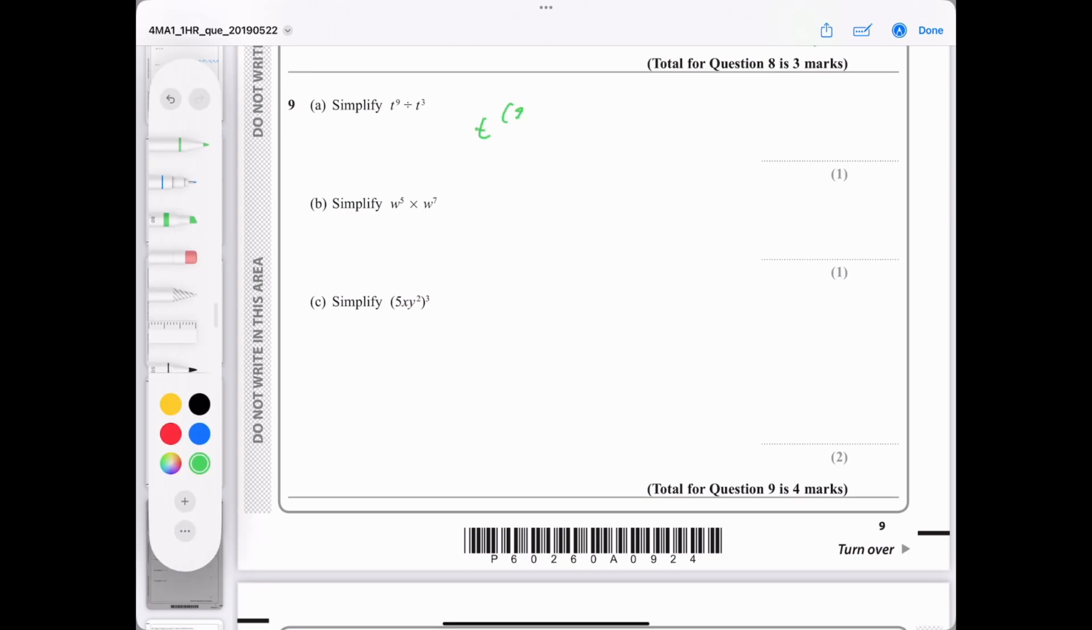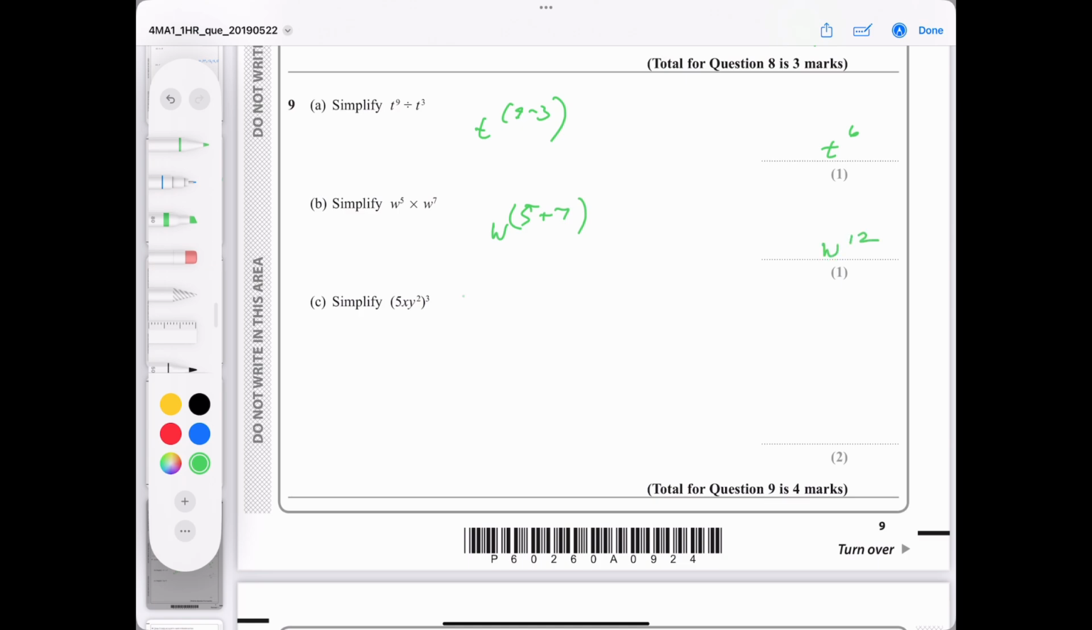So simplify t to the 9 divided by t cubed. That means t to the 9 minus 3, according to indices laws, which means t to the 6. Then w to the 5 times w to the 7, so that means w to the 5 plus 7, which is w to the 12.